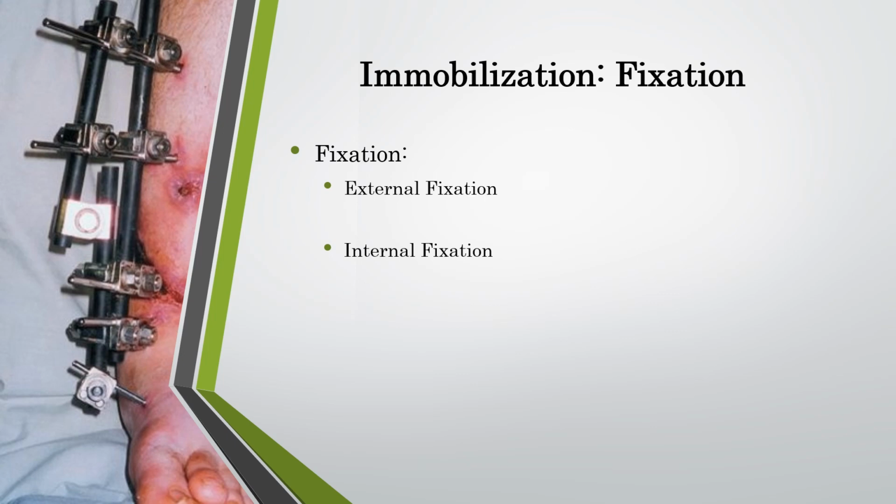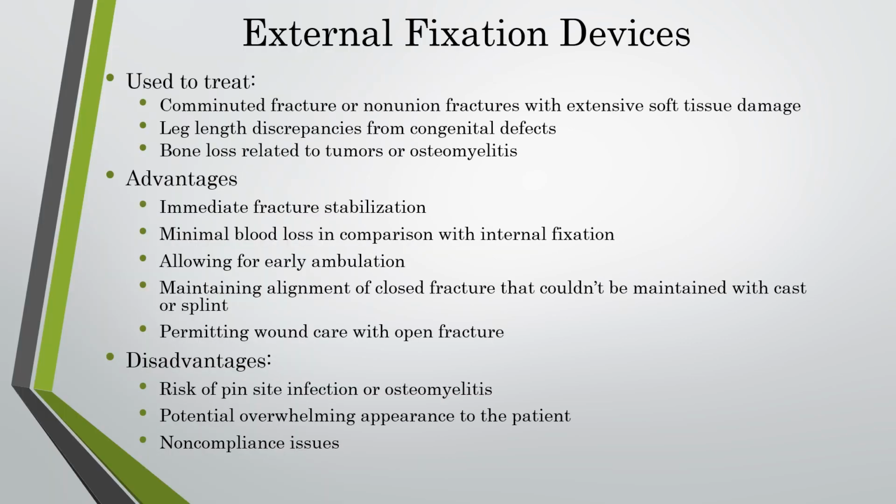We're going to go over the complications later. So we are going to talk about the external fixation device. As you noticed in the previous slide, the picture shows an external device that is used to fix a fracture. External fixation involves fracture immobilization using percutaneous pins and wires that are attached to external frames. And it is used to treat comminuted fractures or non-union fractures with extensive soft tissue damage.